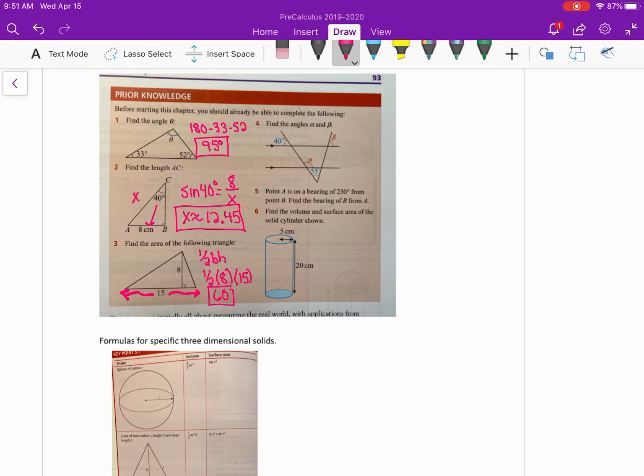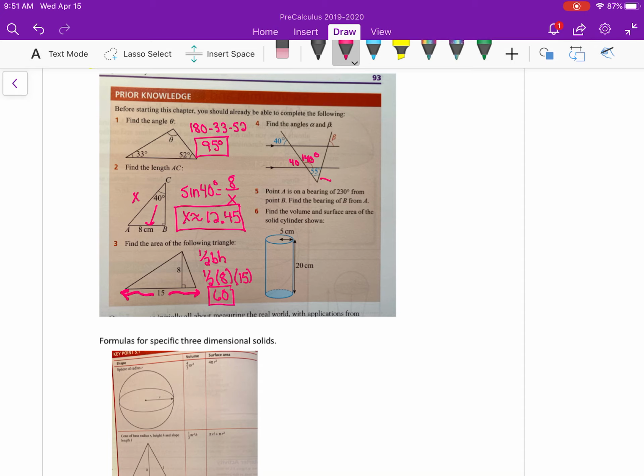Okay, up here in number 4, back to a little geometry, you can either recognize that these lines are parallel, and then corresponding angles would make this also 40 degrees. And then subtract from 180, that makes alpha here 140 degrees.